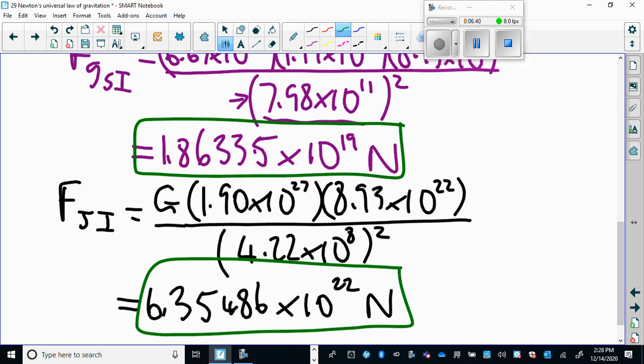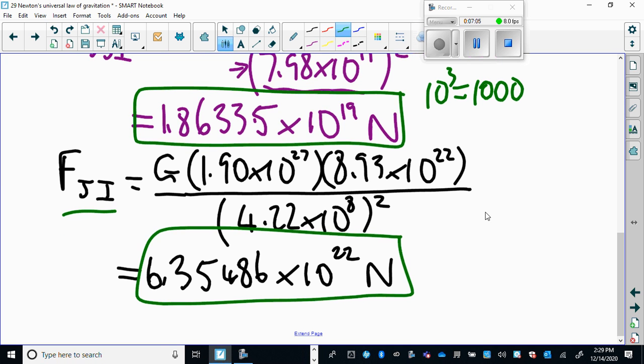And once again, you may look at those and go, oh, one's 10 to the 22 and one's 10 to the 19. They're not that different. Well, of course, they're that different. They're 1,000 times each other. So the force of Jupiter on Io is about 10 to the exponent 3, subtract the exponents, is about 1,000 times greater than the force of the Sun on Io.